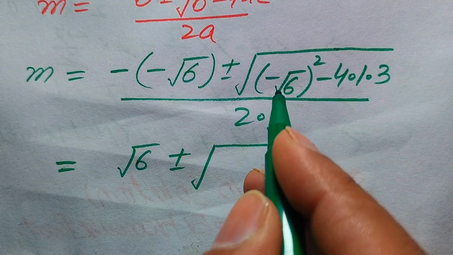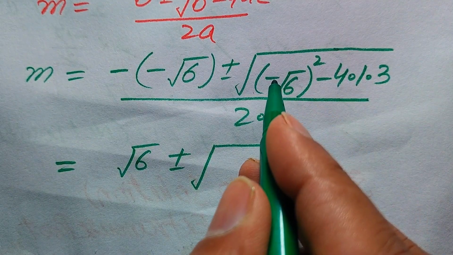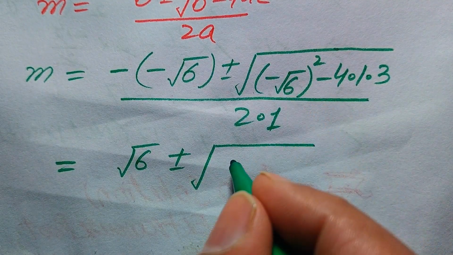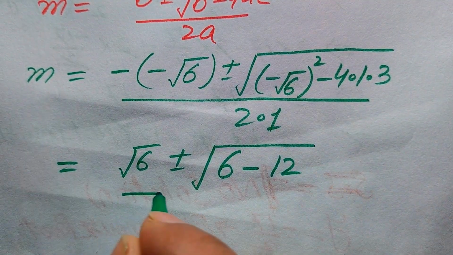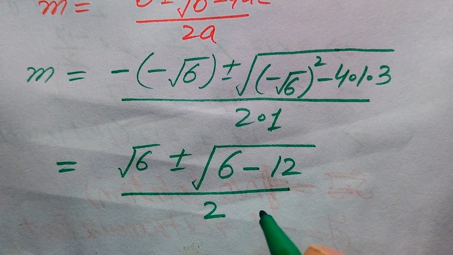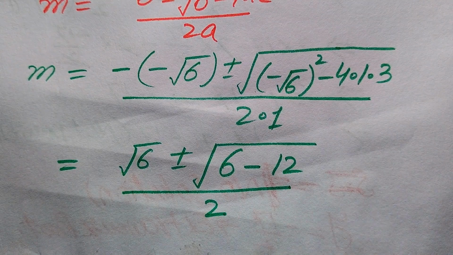here you know that the square of a negative term becomes positive, and the square and square root are gone, and we get here 6 minus 4 times 3 becomes 12, and it is divided by 2 times 1 is equal to 2.